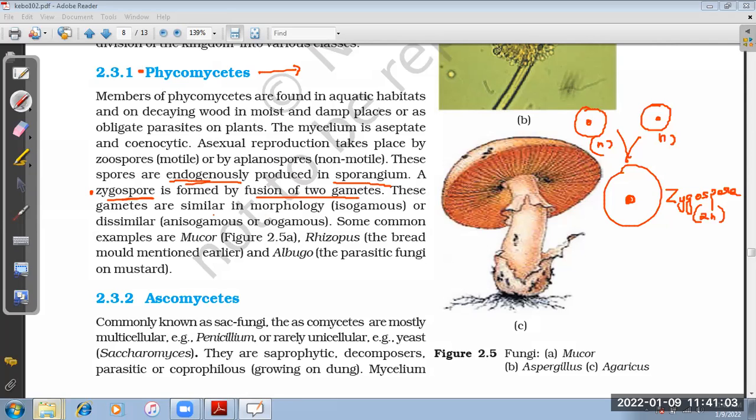Their gametes can be similar in morphology. If they're similar in morphology, isogamous, or dissimilar. It can be anisogamous or oogamous. Now you know these terms. Yes, ma'am. Okay. Example, mucor, rhizopus, albugo. It's a parasitic fungi on mustard. So the question could be, does mucor show zygospore? Yes. Does rhizopus show zygospore? Yes. You got the point?